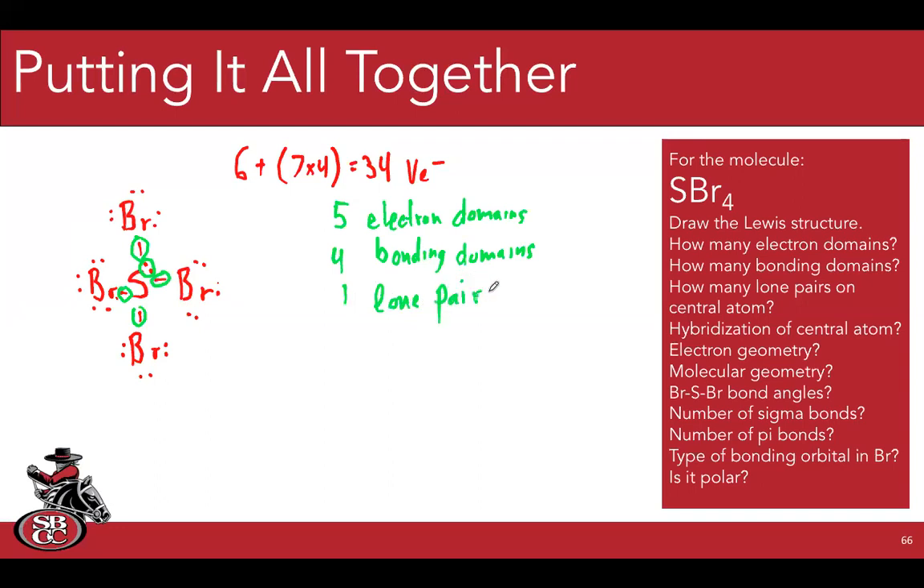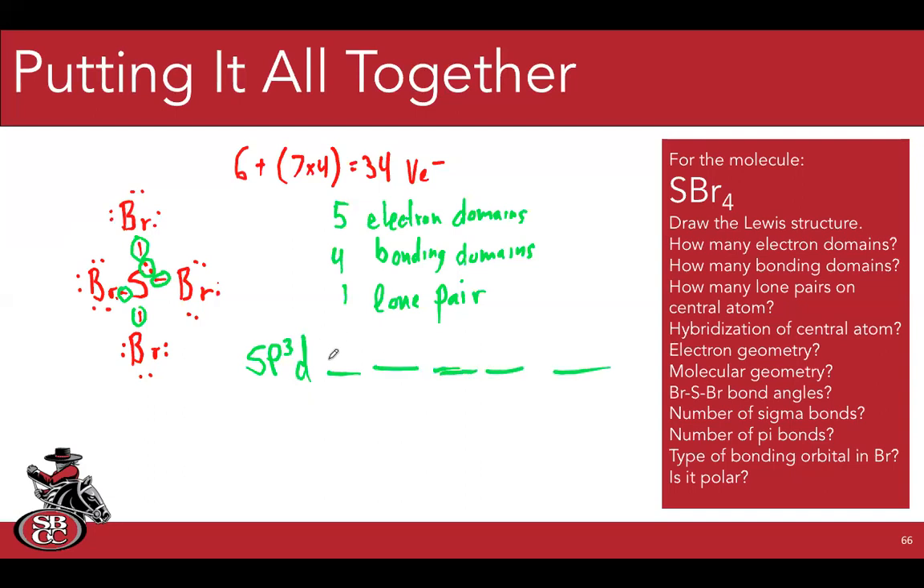Again, if you didn't do the Lewis structure correctly, there's no way that you could answer these questions successfully. Hybridization on the central atom, well, there's 5 electron domains, which means that we're going to need to have 5 orbitals to hybridize. So an s, 3 p's, and a d. So we'll have sp3d. There's going to be 5 of them.